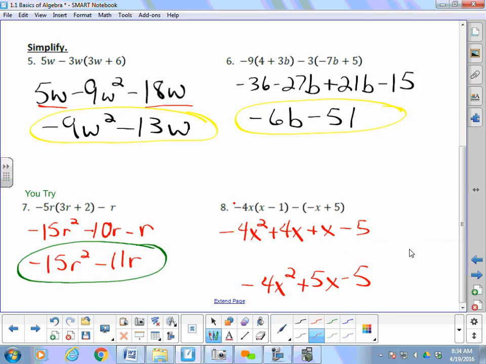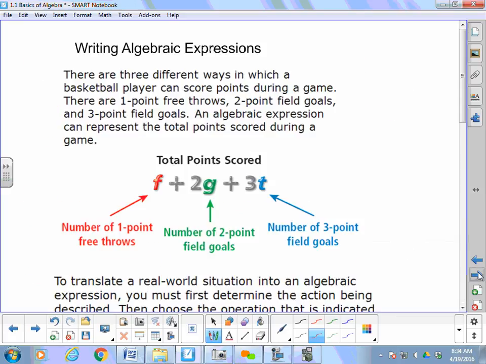All right, so writing algebraic expressions. All right, so on the bottom of the last, we're going to be doing the last thing on the bottom of that page, so don't turn it yet. All right, this is stuff I've added to help you here. Okay, there are 3 different ways in which a basketball player can score points during a game. Free throw, 1 point for a free throw, 2-point field goals, and 3-point field goals. An algebraic expression can represent the total points scored during a game.